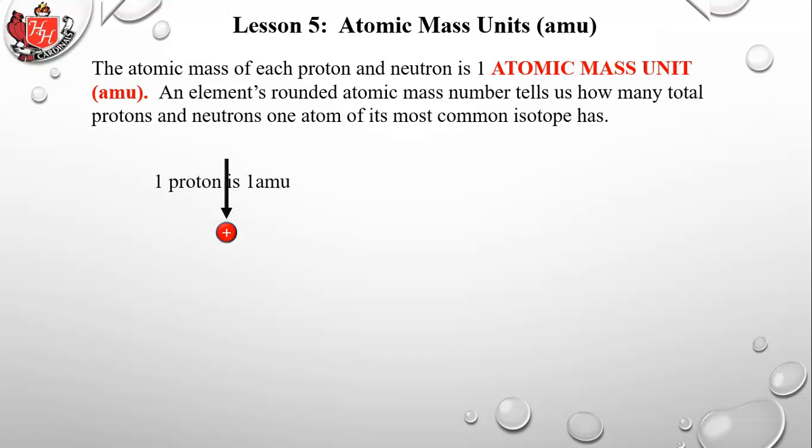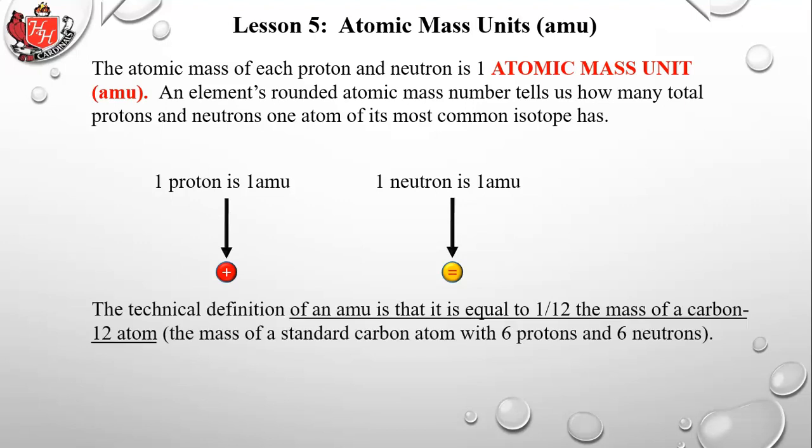So 1 proton is 1 AMU, 1 neutron is 1 AMU. Technically, a neutron is slightly more massive than a proton, but for our purposes in this class and for the AP exam and any basic college chemistry classes, you treat them as though they're exactly the same. Even at high levels of chemistry, you treat the mass as though it's the same. The technical definition of an AMU is that it is equal to 1/12 the mass of a carbon-12 atom.